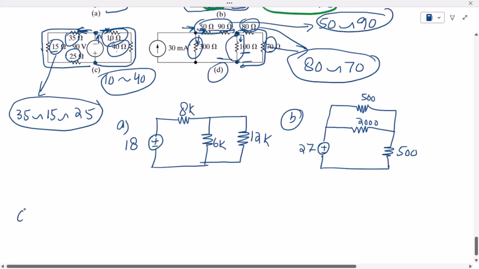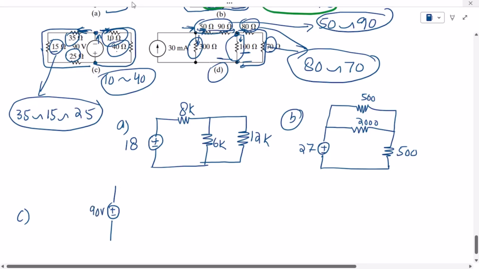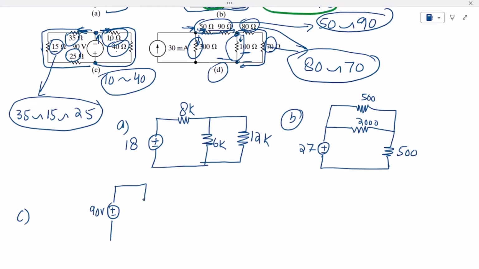For part C, we have here these two and these two, the two parts, and in the middle we have this 90 volt source. So this is plus minus 90 volts. These two are connected in series, so their resistances will be added together. So 10 plus 40 is 50 ohm, and on the other side we have this 35, 15, 25. These will be added together. 35 plus 15 is 50, plus 25 is 75, so 75 ohm.